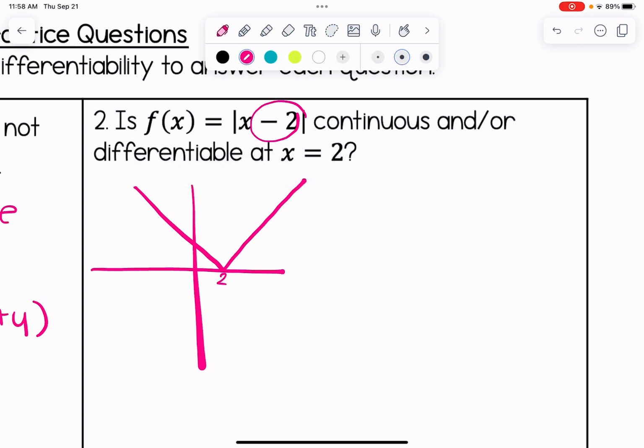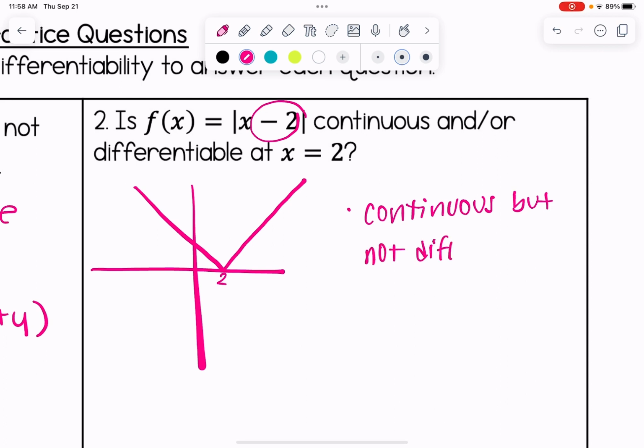And there we can see there's the corner at 2, so it is not differentiable. However, it is continuous. I could draw that graph without lifting my pen. So I'm going to say at x equals 2, it is continuous, but not differentiable.